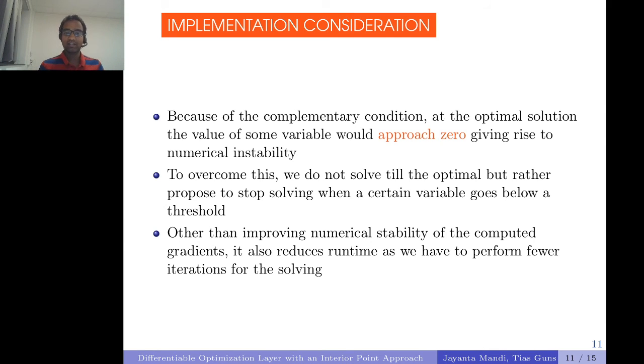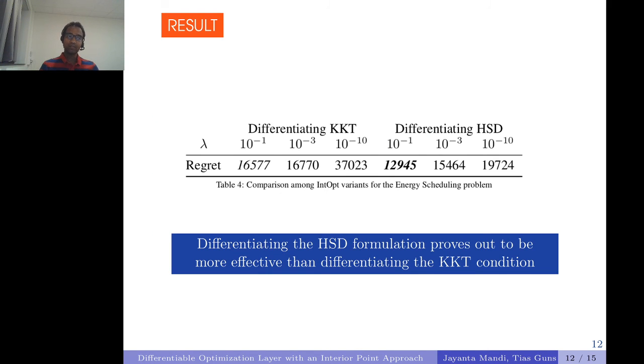But as I mentioned, it has some strictly complementary conditions, so at the optimal point some of the variables will definitely be 0, and then again we run into the same problem. To overcome this, we propose that we will not solve till the optimal point, but we will stop before the optimal point when some of the variables go below a threshold. It comes with another advantage: as we are not solving all the iterations till the optimal point, we save some iterations. As a result, the forward pass will be less time consuming, so the training time will be less.